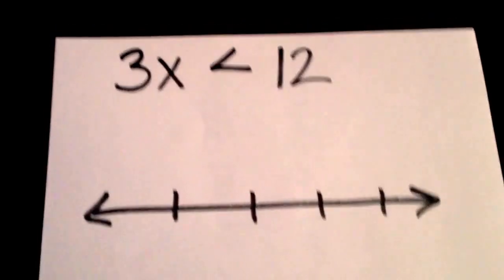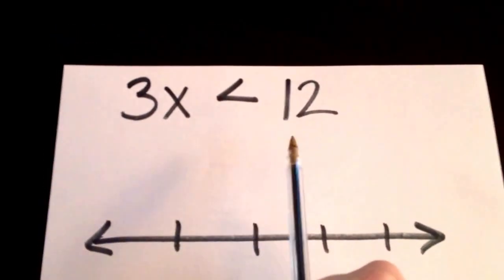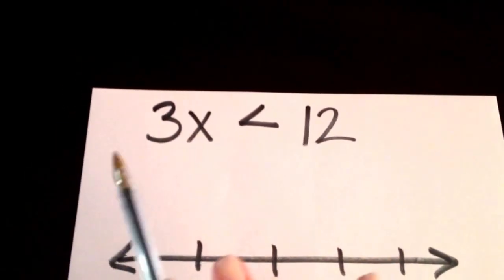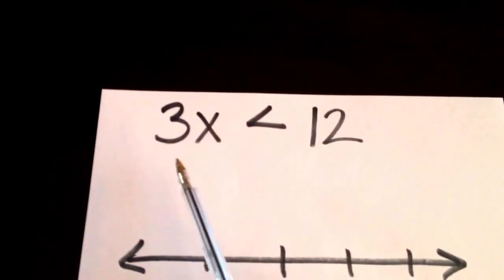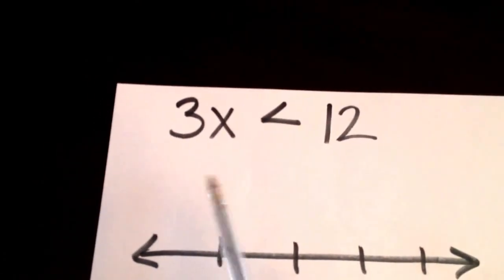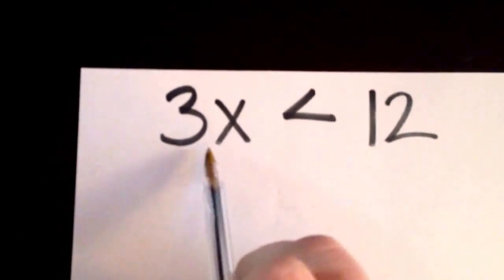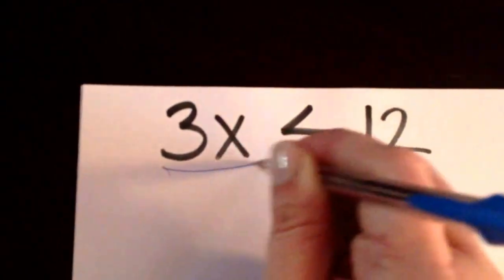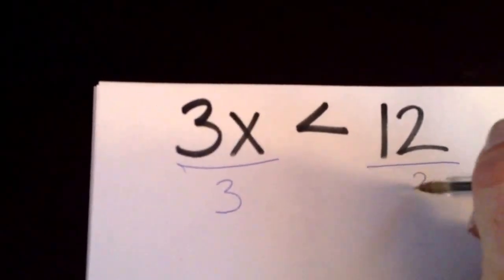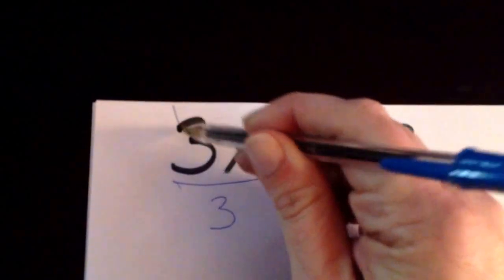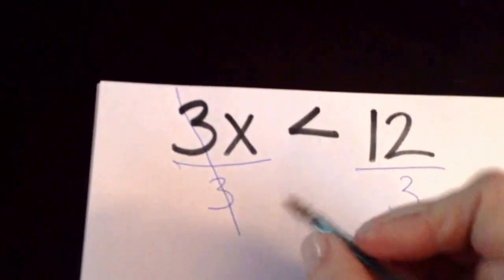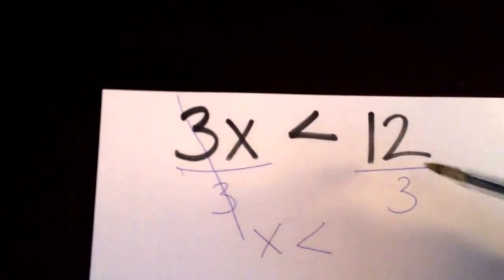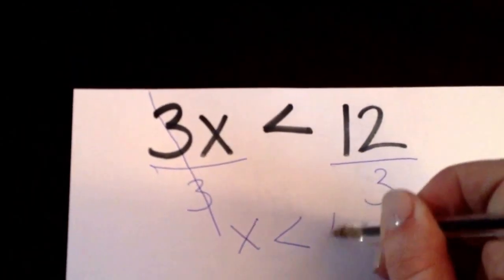So we're going to look at this example, 3x is less than 12. In this case, there's no difference from addition and subtraction. We're going to use the opposite operation, the inverse operation. This is multiplication, 3 times x, so we're going to divide both sides by 3. Then the 3 over 3 cancels out and becomes 1, or 1x, which is just x, is less than 12 divided by 3, which is 4.